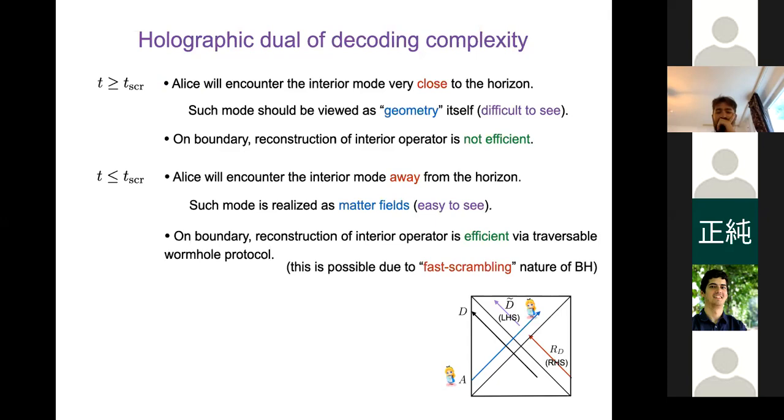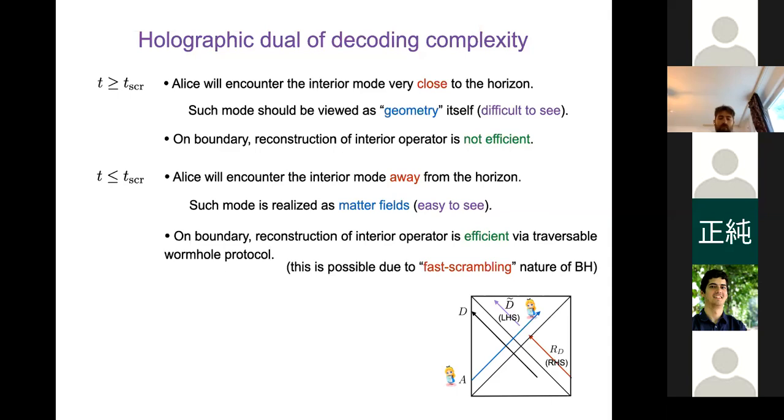On the other hand, when the time scale is shorter than the scrambling time, Alice will encounter the interior mode slightly away from the horizon. It's not at the Planck length scale. Then such a mode will probably be realized as a matter field freely propagating on the fixed background geometry. The point is, these are probably easy to see. You can just put some particle number detector or something and you can see it. And on the boundary, it turns out that the reconstruction of this interior operator in this time scale is efficient. You can use traversable wormhole protocols to do that. It's interesting to note that these protocols work very well due to the fast scrambling nature of the black hole, that is, the fact that its Lyapunov exponent is 2 pi over beta. So for these reasons, I speculate that the thesis is actually not violated.